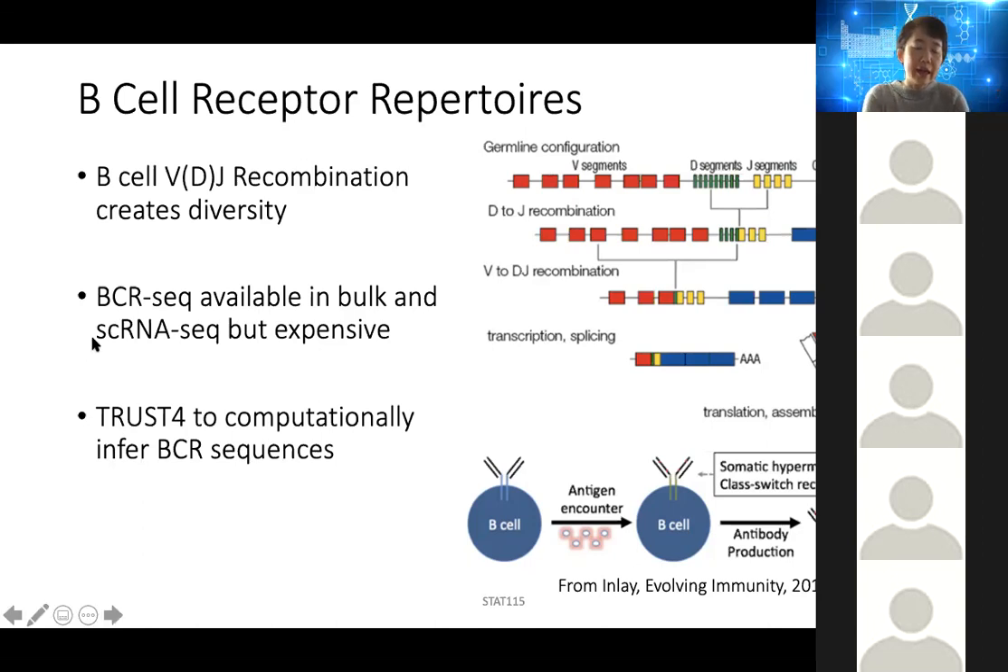And so currently, many technologies are being developed for BCR sequencing. You can either do it in bulk or you can do it in single cell. 10x Genomics also has an experiment that specifically amplifies the B cell receptor RNA sequence from the B cells so that in a single cell experiment, you could get both the expression readout and the B cell receptor sequence if you want to use it to keep track of the clones. And we have also developed a computational algorithm called TRUST4, or what initially was called TRUST and now it's version 4, to computationally infer the BCR sequences. This is from bulk RNA-seq.